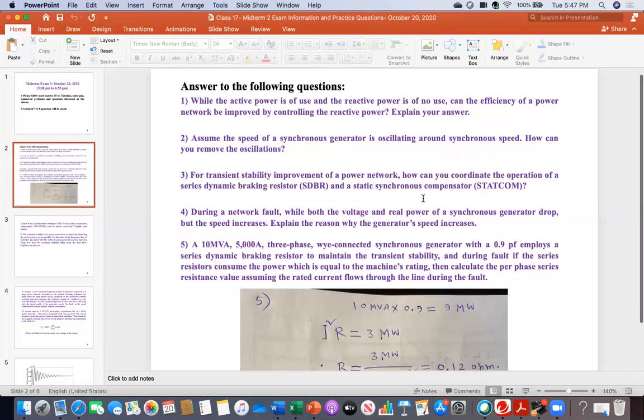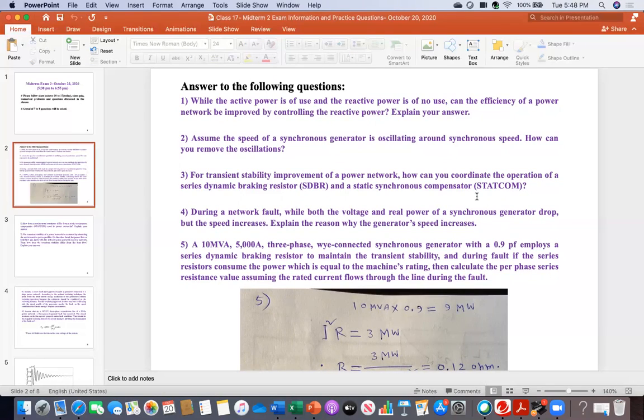Okay, number 3: for the transient stability improvement of a power network, how can you coordinate the operation of a series dynamic braking resistor and a static synchronous compensator? Now, here again you see the difference. You all explained the function of each. You said that the SDBR can control active power, and that STATCOM can control reactive power. That is correct.